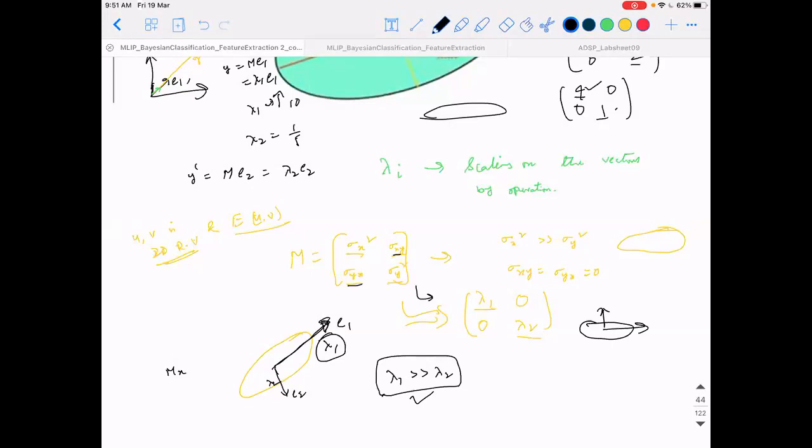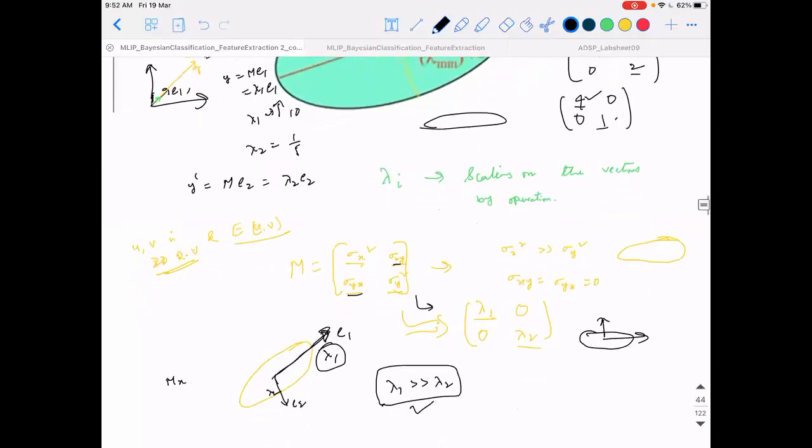Probably when we discuss principal component analysis, a statistical and machine learning based dimensionality reduction technique, it will be much more clear. For the time being, you can consider that the variations along E1 and E2 are quantified by lambda 1 and lambda 2 respectively. Is this discussion clear?